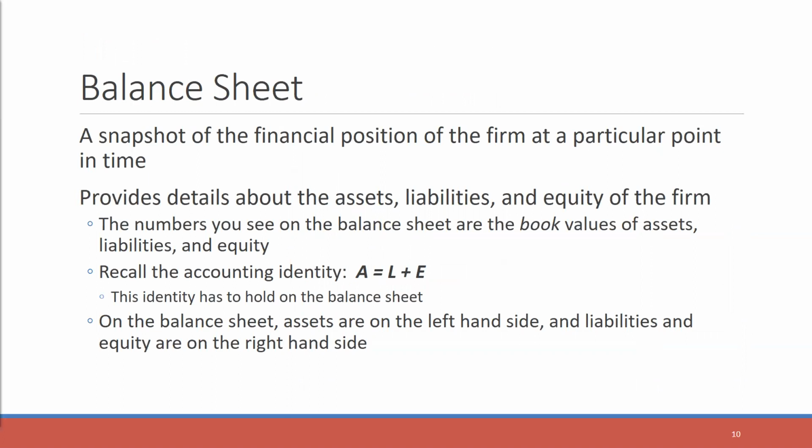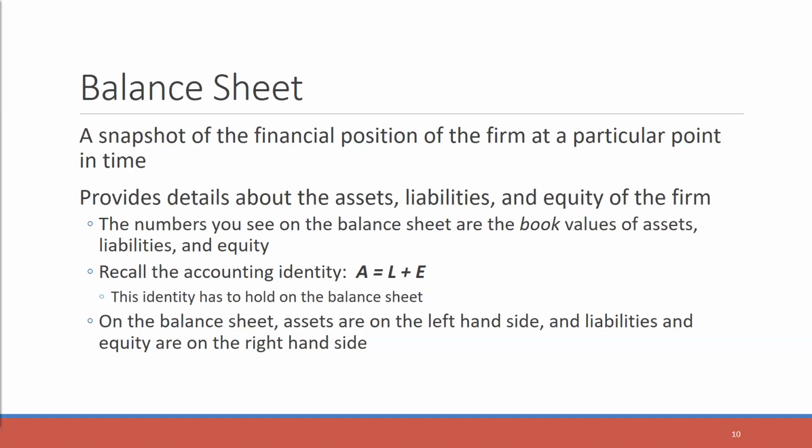Hopefully, through doing the problem set, you've become aware that there's a difference between the book value and the market value. The market value is going to be based on market prices, and the book value is going to be based on basically our balance sheets or our accounting values. Now recall our famous accounting identity: assets equals liability plus equity. This also holds on the balance sheet.